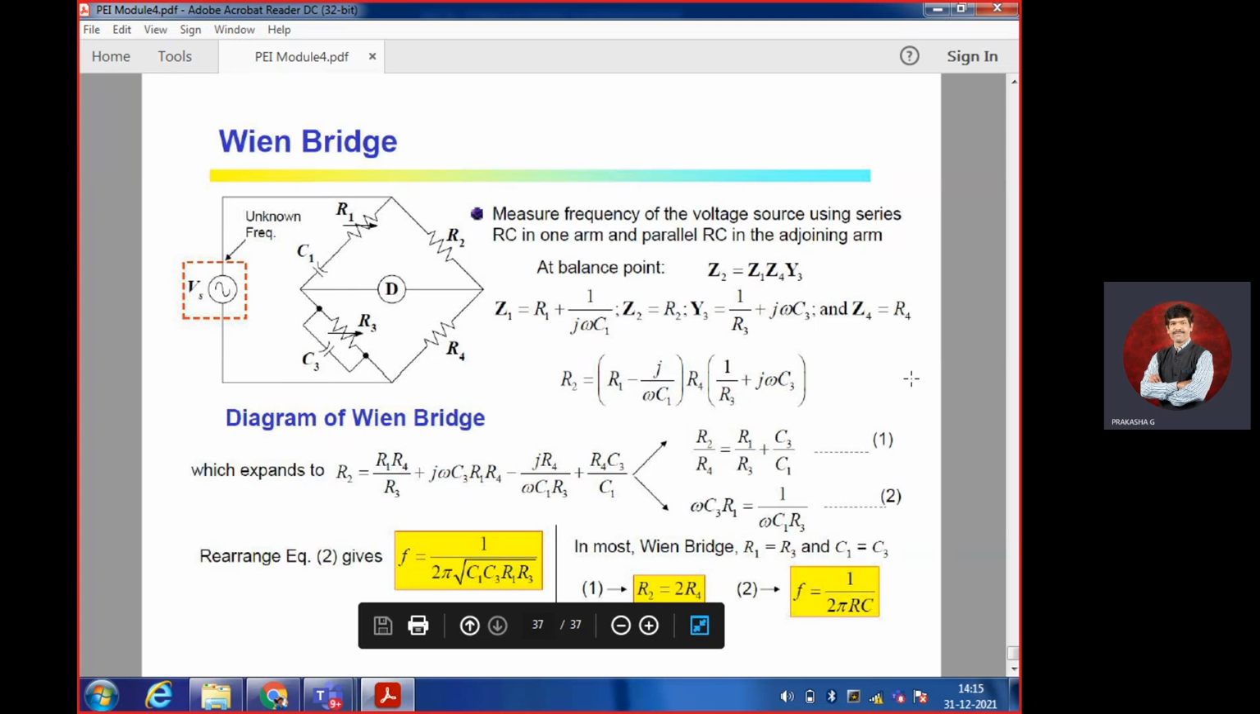The Wien bridge is basically used for frequency measurement. Four bridges are there. One is the Wheatstone bridge we have studied, another is the capacitance bridge, for measuring capacitance, another is the inductance bridge for measuring inductance, and the fourth is the Wien bridge, which is used for measuring frequency. So this finishes module number 4.